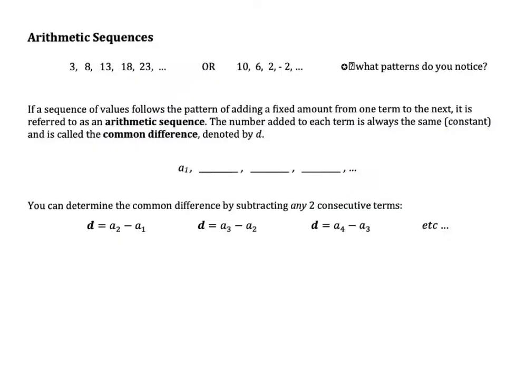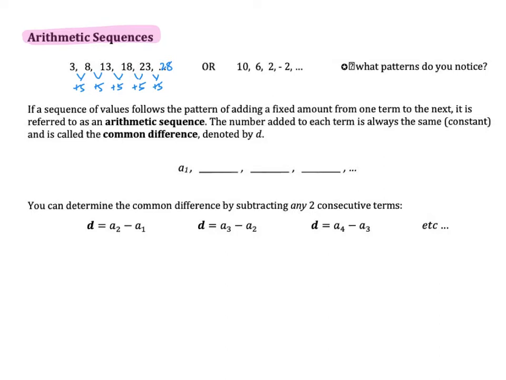Okay, moving on. Now we're specifically going to talk about what arithmetic sequences are. So if you look at these two examples, these are examples of arithmetic sequences. So what do you notice about these? Well, here we're going to add 5 to get to 8. Then we're going to add 5 to get to 13. Then we're going to add 5 to get to 18. So what you might have noticed is we were adding 5. That's what we're doing over and over and over again. So the next number in this pattern would be 28.